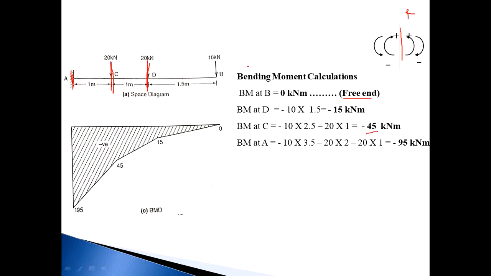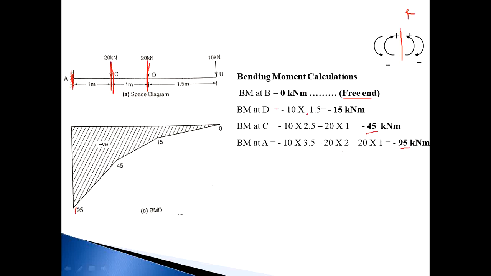Consider now the right side. The number of forces on the right side is 3. So 10 into perpendicular distance 1 plus 1 plus 1.5, that is 3.5, minus 10 into 3.5. Then 20 into 1 plus 1, that is 20 into 2, and it will be minus. Then this 20 into 1, that is minus 20 into 1. Means bending moment at A is equal to minus 95 kilonewton meter.